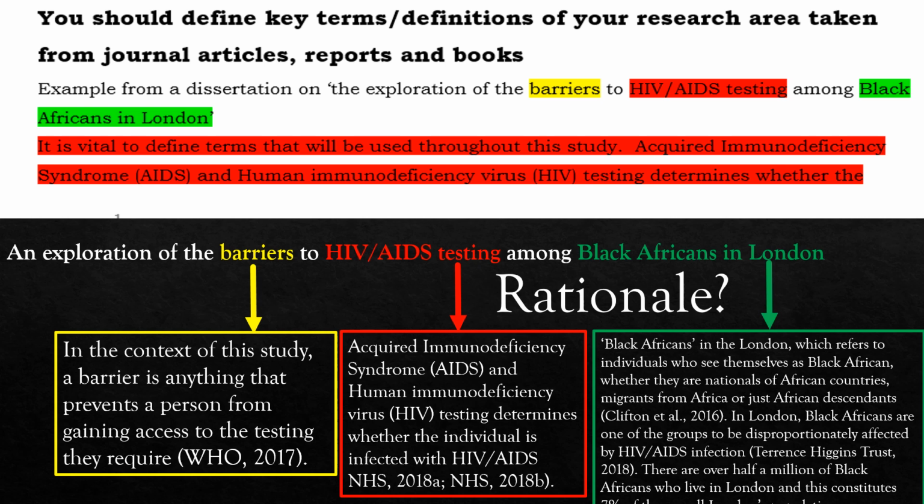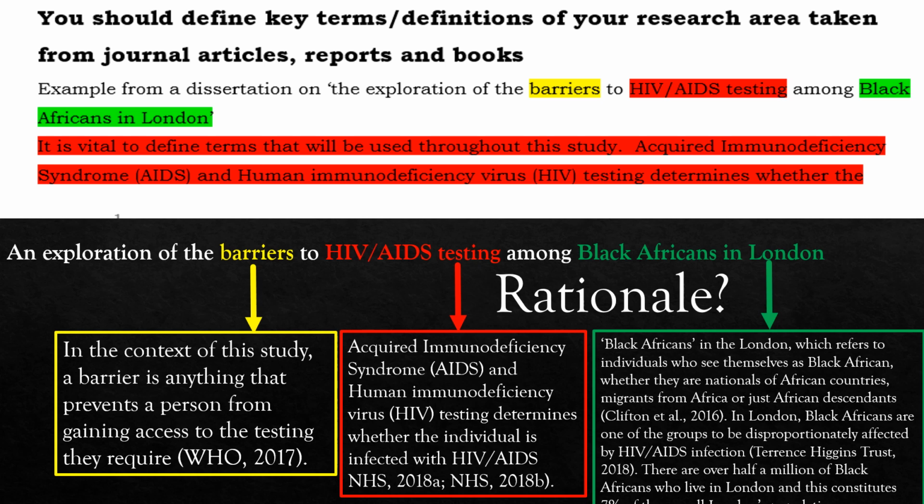Also, HIV/AIDS testing. You could have done a number of different health issues, but you focused on HIV/AIDS testing. Why is this significant? Black Africans as well, why Black Africans? Why this target group? And also in London, why London? So you can really add further to this.